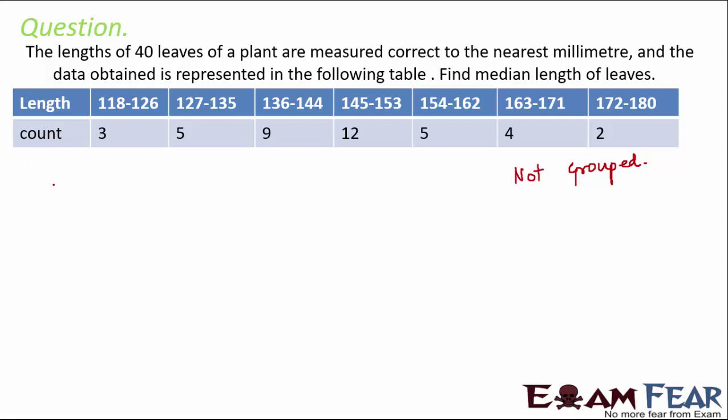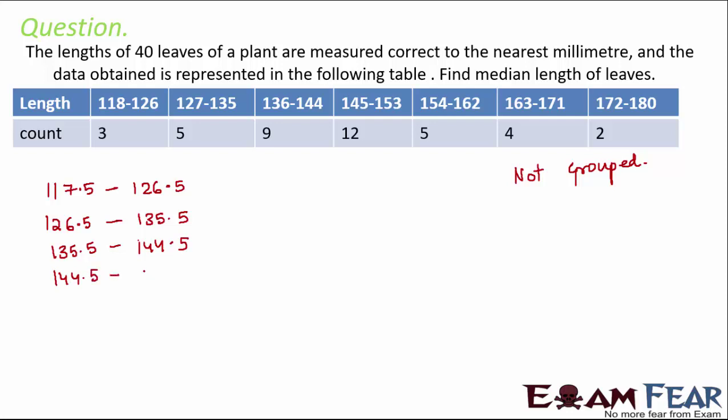So what happens that way? From the lower limit, we subtract 0.5, so it becomes 117.5. To the upper limit, we add 0.5, so it becomes 126.5. Similarly, for the next interval, again, we subtract 0.5 from the lower limit, so this becomes 126.5. We add 0.5 to the upper limit, so it becomes 135.5. If we continue doing this, this is what we get. So we basically get grouped data, that is, the upper limit of the first class is equal to the lower limit of the second class. And that is what we wanted.